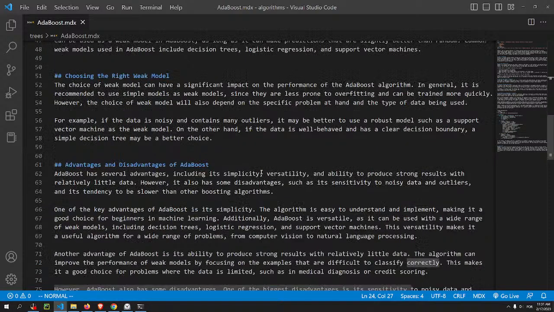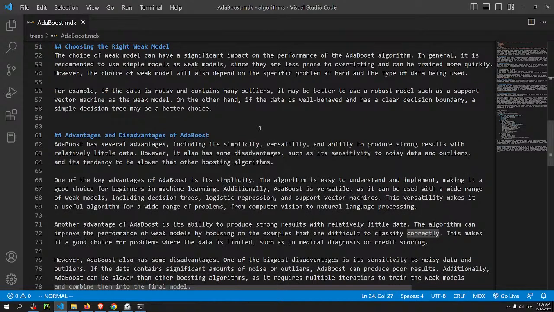Choosing the right weak model. The choice of weak model can have a significant impact on the performance of the AdaBoost algorithm. In general, it is recommended to use simple models as weak models, since they are less prone to overfitting and can be trained more quickly. However, the choice of weak model will also depend on the specific problem at hand and the type of data being used. For example, if the data is noisy and contains many outliers, it may be better to use a robust model, such as a support vector machine, as the weak model. On the other hand, if the data is well behaved and has a clear decision boundary, a simple decision tree may be a better choice.